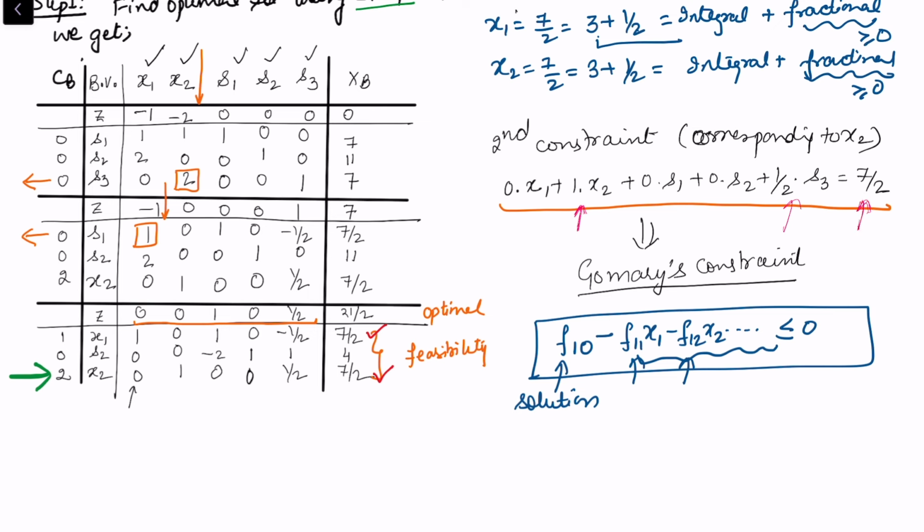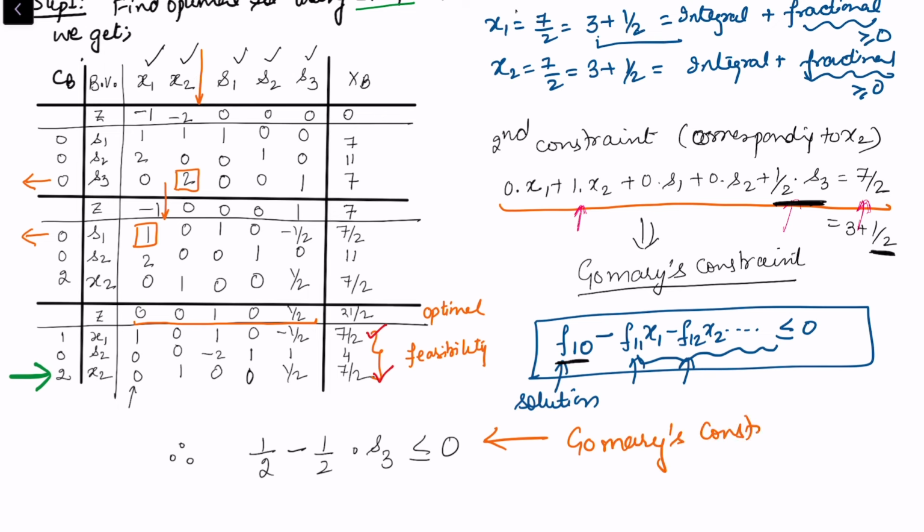So this 7 by 2, let me write here: 7 by 2 is 3 plus half. So the only fractional part is half. This is the value of f of 1 0. So the Gomory constraint will become half, minus the term due to the scalar, minus half into s3, less than or equal to 0. This becomes our Gomory constraint in this question. We could have made it with respect to our first row as well. Just like I did for the second constraint, you could do it with respect to x1 also, because in both cases we have a tie.